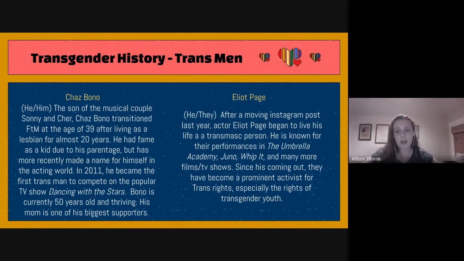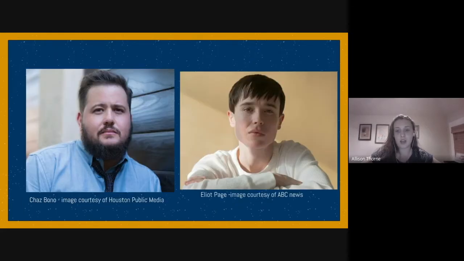Then we also have Elliot Page. After an Instagram post last year, Elliot Page began to live his life as a trans masculine person. He is known for his performances in Umbrella Academy, Juno, Whip It, and many, many others. I could go on forever listing Elliot Page movies. Since his coming out, he has become a prominent activist for trans rights, especially the rights of transgender youth. And here they both are.